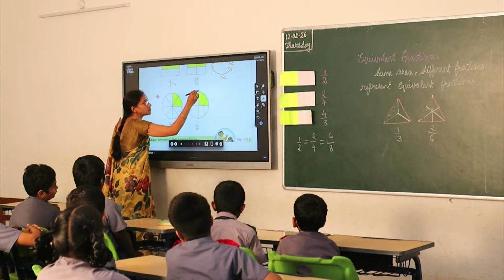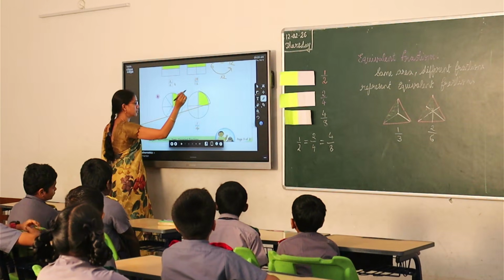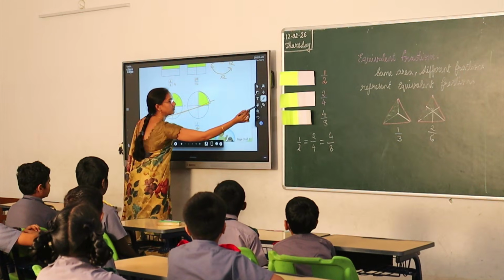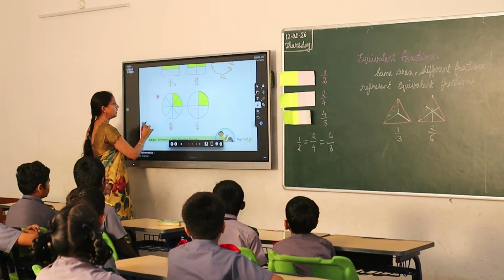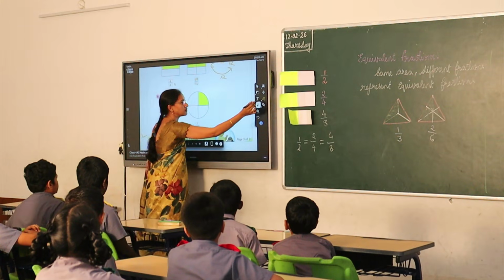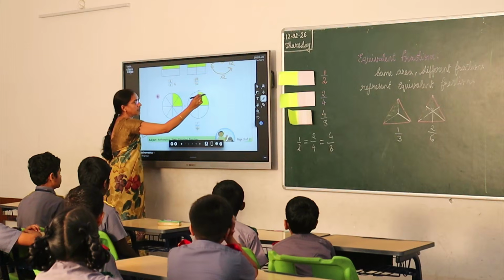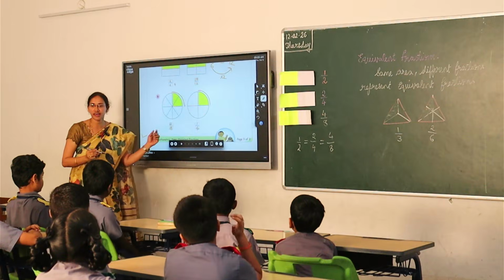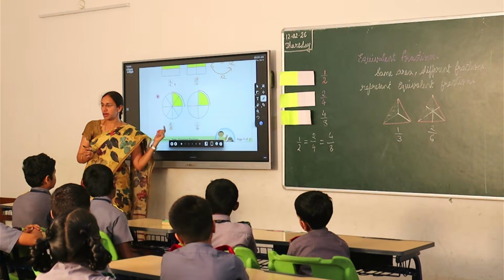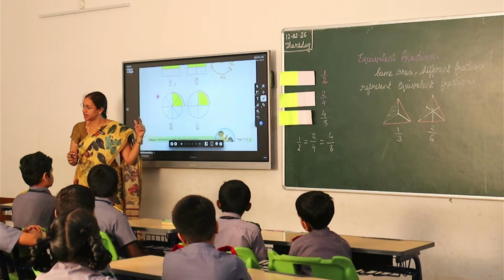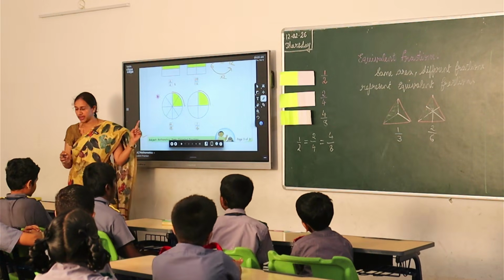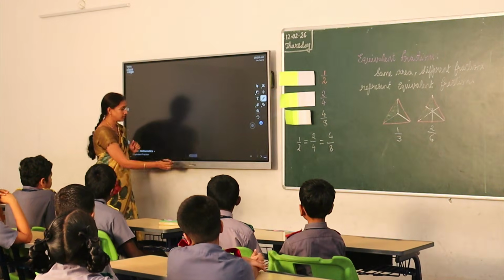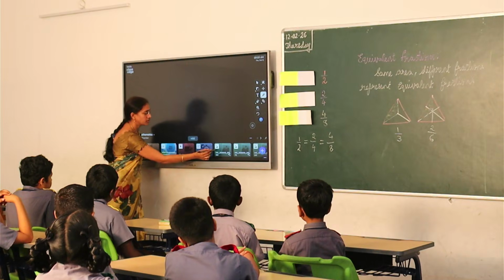Now see children, the same area is colored. Yes or no? In both the circles, the same area is colored. Yes or no? So both the fractions are equal. Yes. Same area, different numbers represent equivalent fractions. Now here is one worksheet for you. See children.